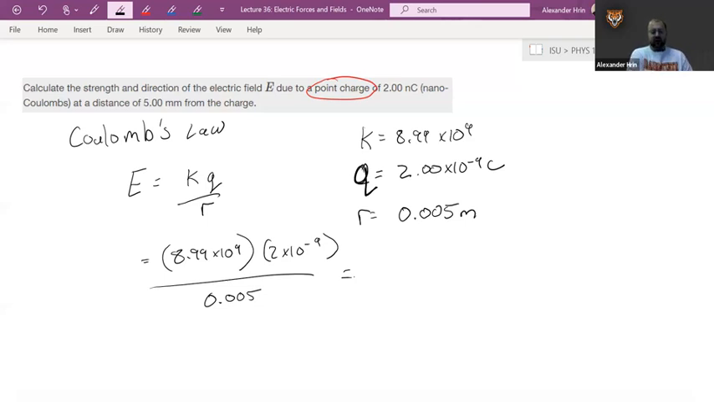Hopefully that makes sense in terms of finding electric fields, electric forces, things like that. Hopefully a couple of these examples make sense. Please let me know if you've got any other questions. But with that, I'm going to go ahead and end the recording there.